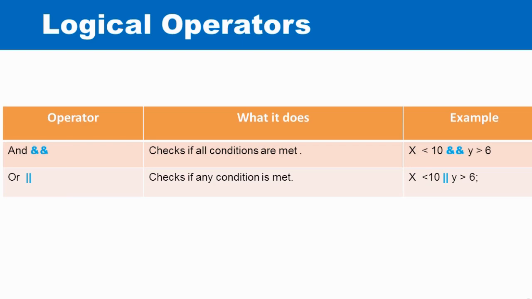So the key distinction between the AND and the OR is that when you're using the AND to check conditions, all the conditions have to evaluate to true. If they are not met, then it will return a false Boolean result. Boolean result basically means true or false. In the OR operator, you only have to satisfy one condition. It will return a true result.